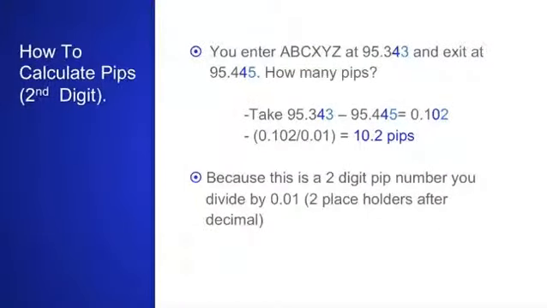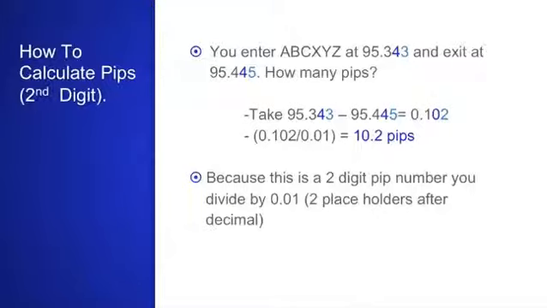So why not? Let's just calculate what it's like. So you enter ABCXYZ at 95.343. I didn't realize all this rhymed. And exit at 95.445. How many pips did you gain or lose? So hopefully you kind of understand the gist of it. You take 95.343 minus 95.445 equals 0.102.